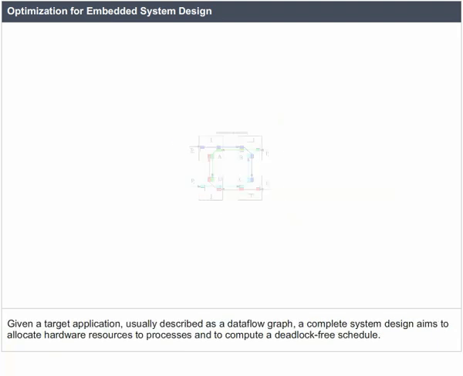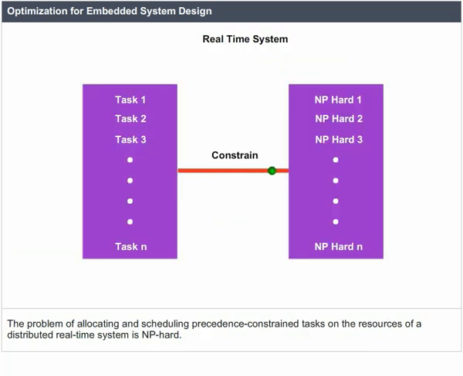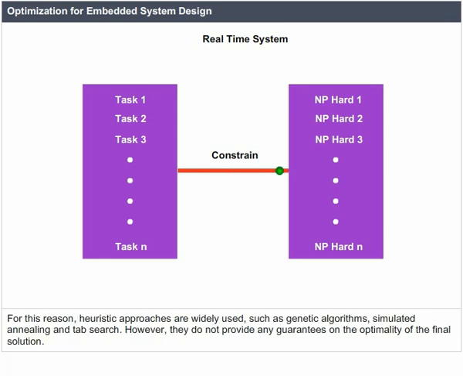Given a target application, usually described as a data flow graph, a complete system design aims to allocate hardware resources to processes and to compute a deadlock-free schedule. The problem of allocating and scheduling precedence-constrained tasks on the resources of a distributed real-time system is NP-hard. For this reason, heuristic approaches are widely used, such as genetic algorithms, simulated annealing, and tabu search. However, they do not provide any guarantees on the optimality of the final solution.